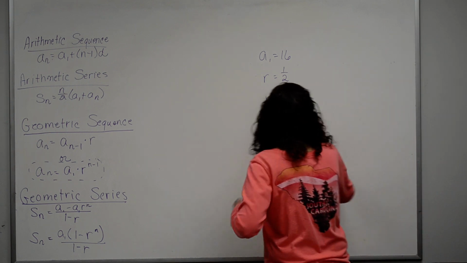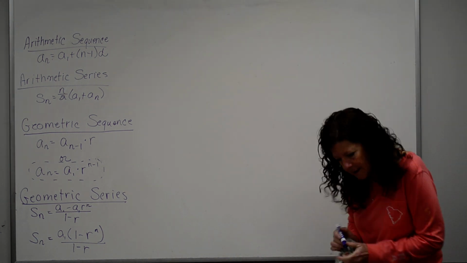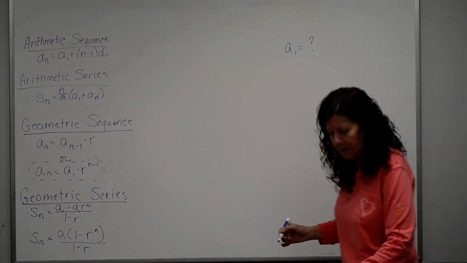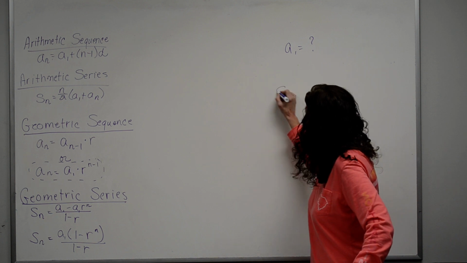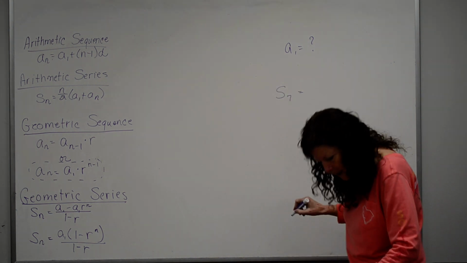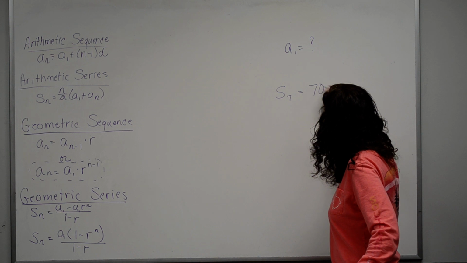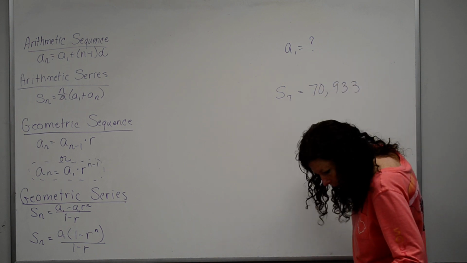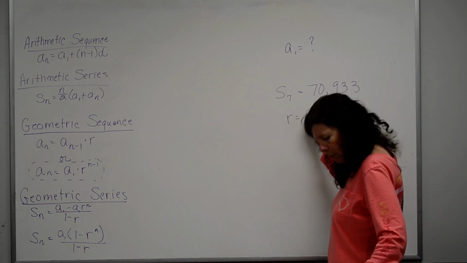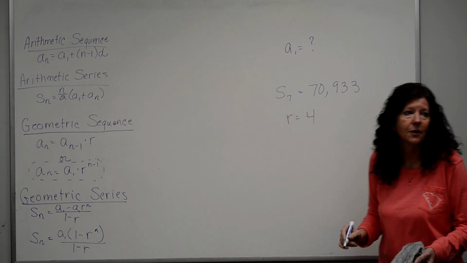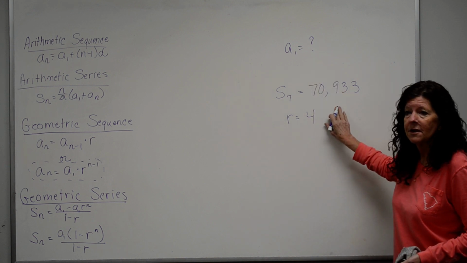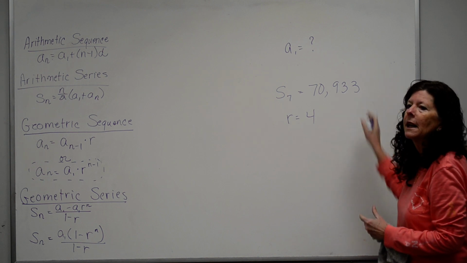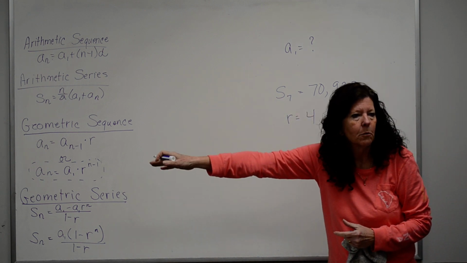So they might give you one that looks like this, where they say, find a sub 1. That's what I'm looking for. If S sub 7, so the sum of the first 7 numbers, is 70,933, and r equals 4. Now there's a couple ways you could do this. You know this is a 7 thing, so if you wanted to, you could write down 7 blanks, this being in the last blank, and you could divide through by 4 each time, working your way backwards.